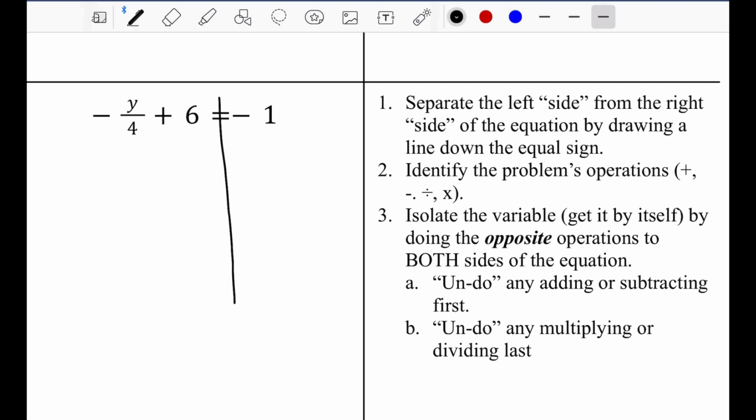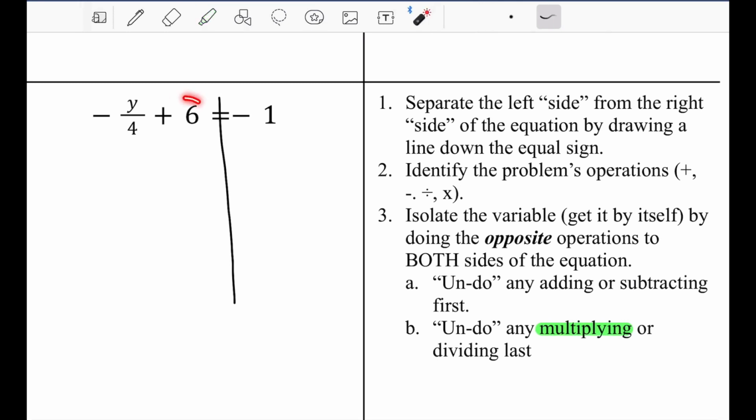Okay? Next step says we're going to identify the problem's operations. And then the third step is we're going to use those operations that we found and do the opposite of them. Okay? And our goal is to get the variable by itself. So let's identify what operations we have. If we look at the beginning right here, the first thing we have is y divided by 4. That is a fraction. For me to undo that fraction, I have to do the opposite. The opposite of a fraction is multiply, because a fraction means divide. Okay, so we'd have that.